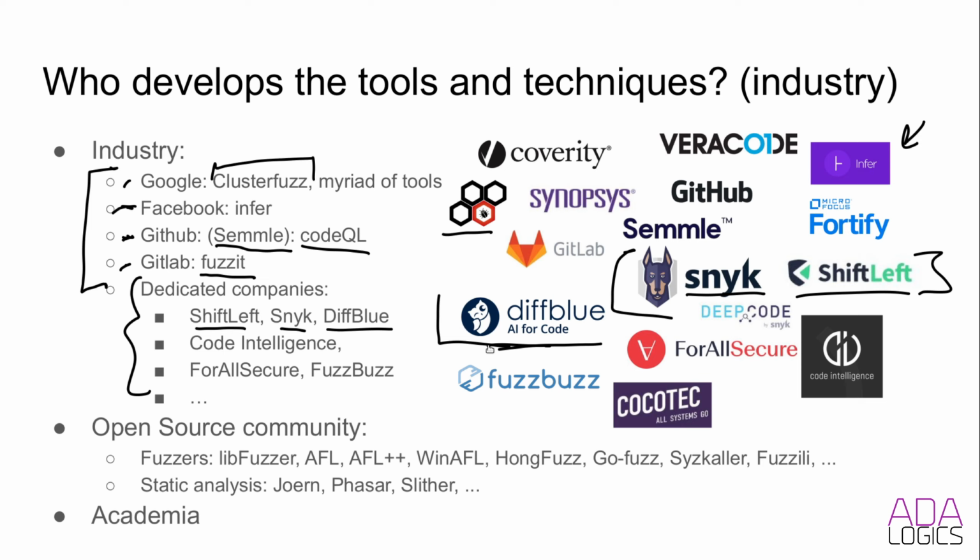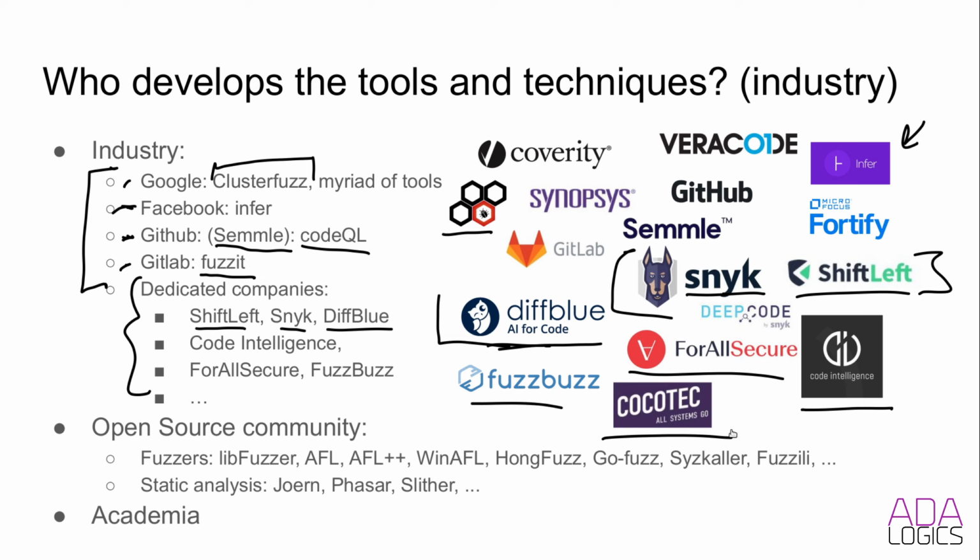We also have some earlier startups. All of these are various startup companies that have started within, I believe, the last 5 years. We also have other pure automated analysis companies. For example, Code Intelligence is a company that focuses a lot on providing fuzzing to various industries, such as automotive. And we also have Fuzzbuzz, ForAllSecure, and another company from the UK called Coco Tech.